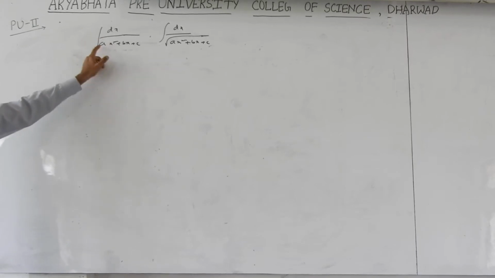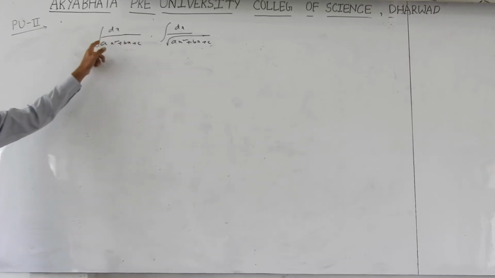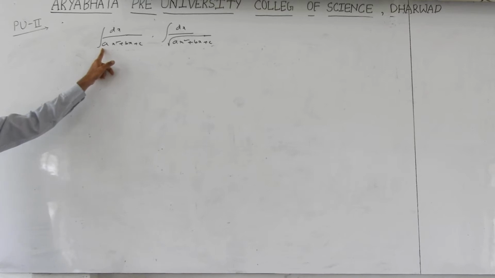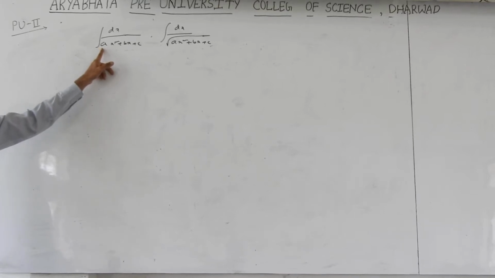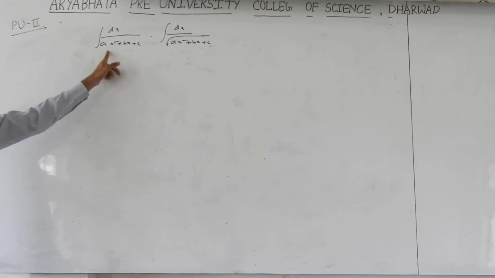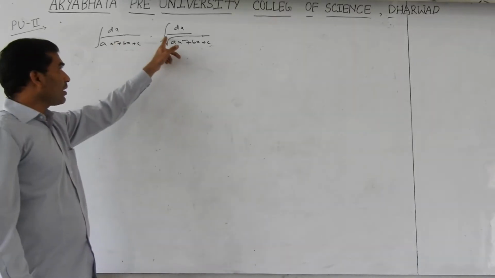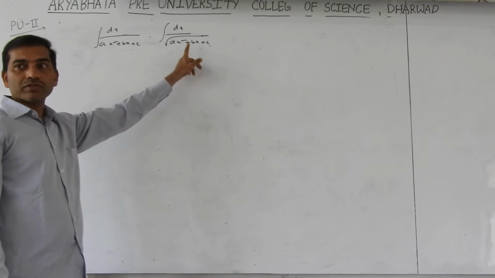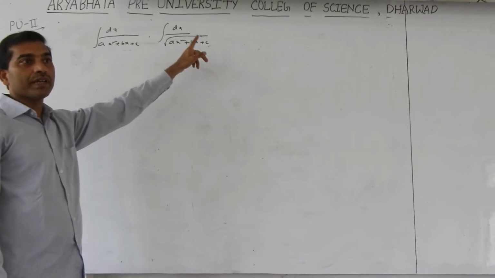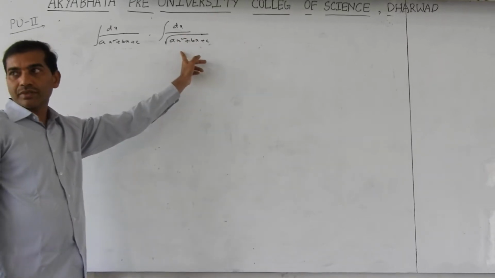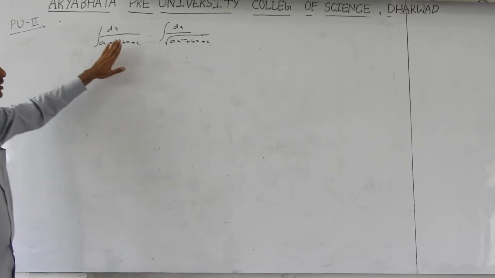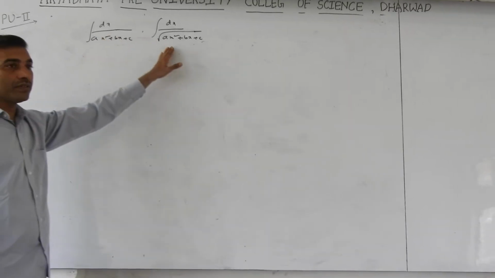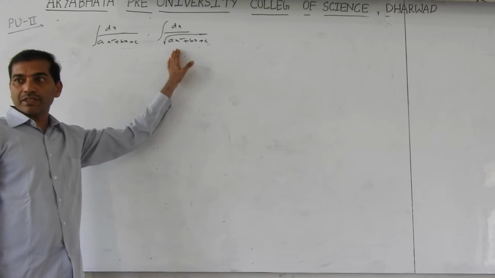If it is this form, it is converted into either x square plus a square, x square minus a square, or a square minus x square. If it is the root form, convert into root of x square plus a square, root of x square minus a square, or root of a square minus x square. Okay, six formulas: this is without root, this is with root.